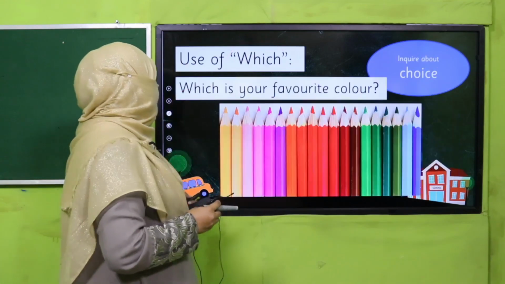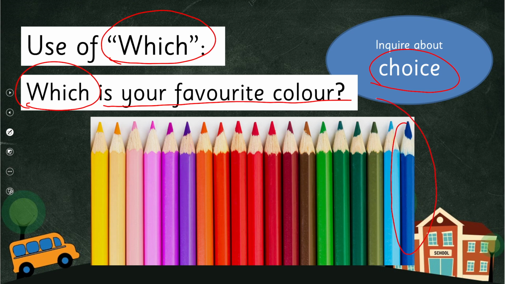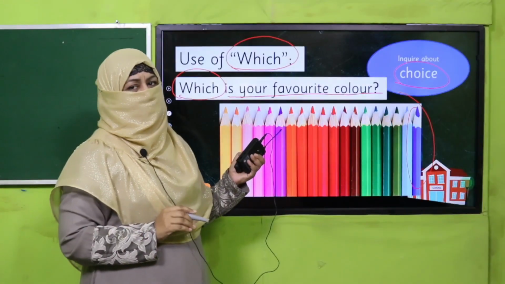All right. Which, we use this word for choice. Which is your favorite color? So there are many colors. Which one is your favorite? The choice of a lot of colors. So I say my favorite color is blue. Right? This is how we identify the question and we use different question words.